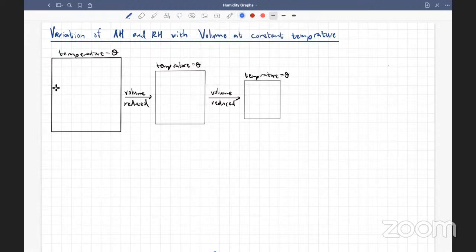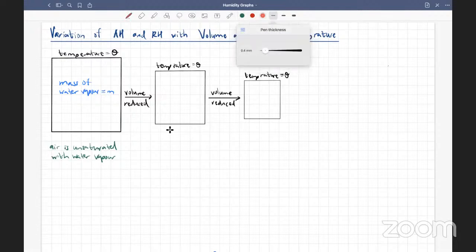We are now maintaining the system at the same temperature, and initially, just like before, I'll take the mass of water vapor inside as m. And to describe this system, what can I say? This is a system where air is unsaturated with water vapor. Right.